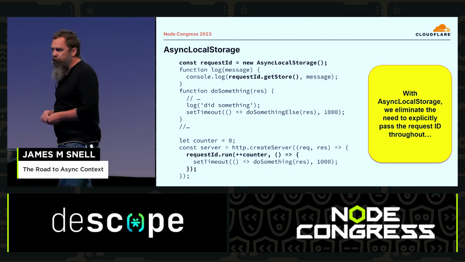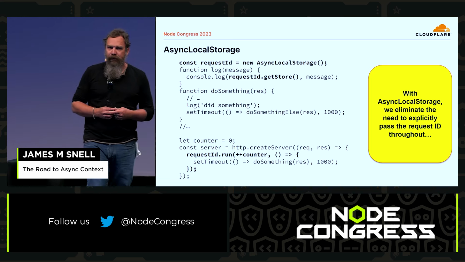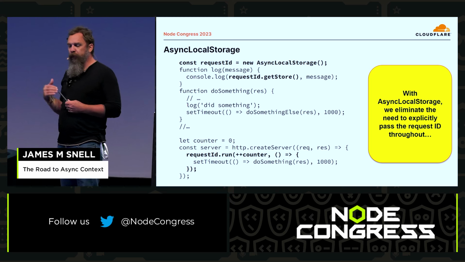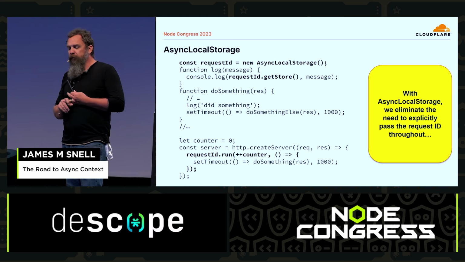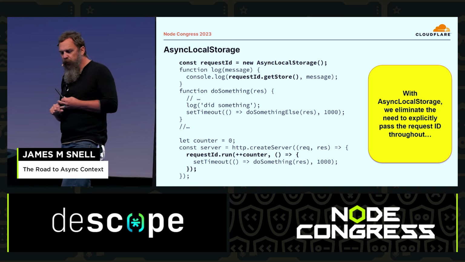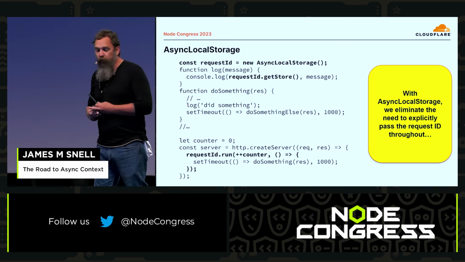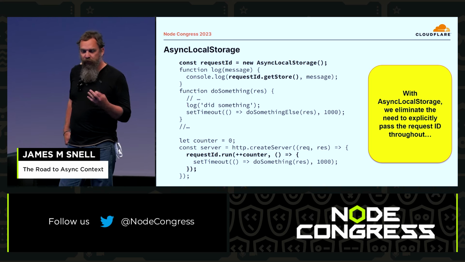With async local storage, we have a much better model, right? We can create this async local storage instance at a scope that is visible to both our create server and our log function, right? The do something and do something else methods don't need to know anything about this ID, right? As we go in and start dealing with our request, we tell the request ID what that value is going to be.